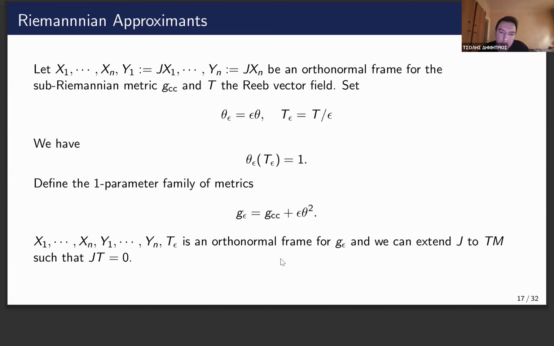So we can also extend this structure such that J of T equals 0. And this gives us an orthonormal frame, which we have here as X1 to Xn, Y1, which is just JX1. So the way we define it is like this. And then we have T epsilon, which is our Reeb field now.